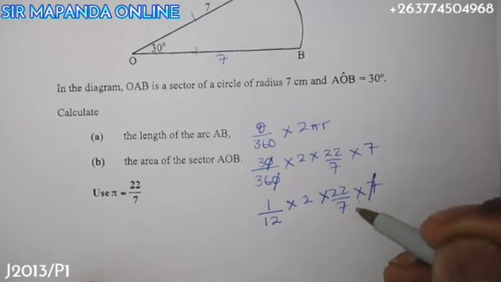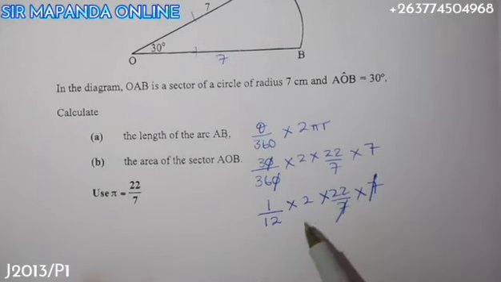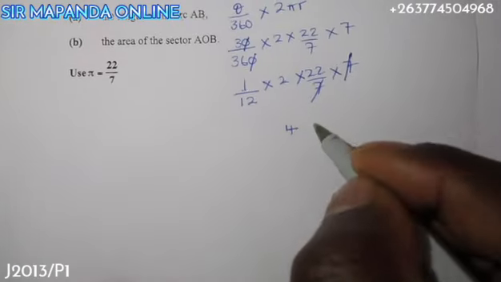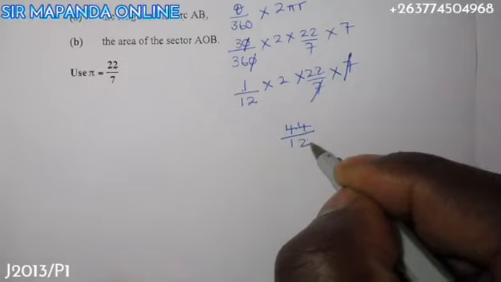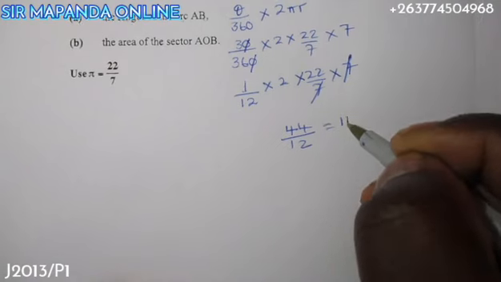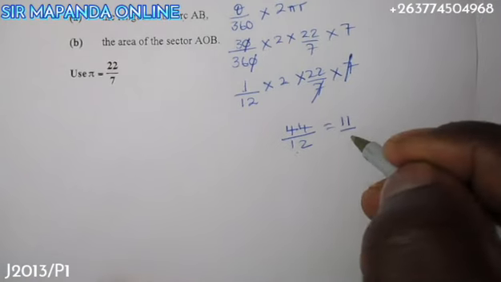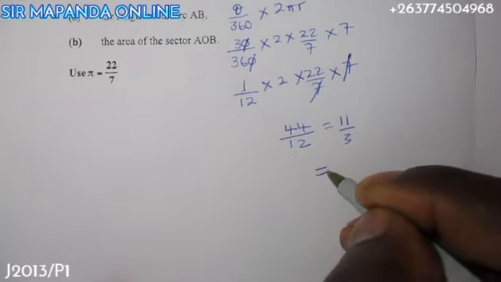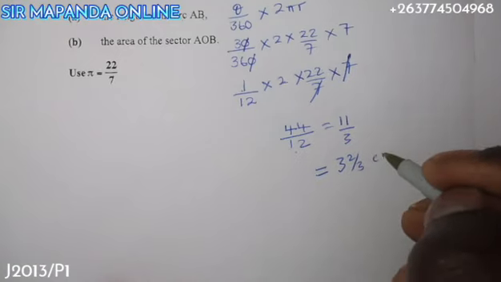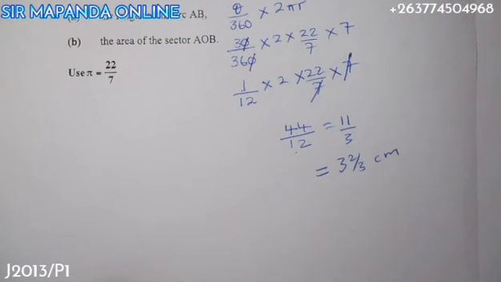So 7 and 7, they also cancel off each other. So you are now left with 1 times 2 times 22. So 1 times 2 times 22, it gives you 44. Then 44 is now divided by 12 for you to get the final result. So what is the common factor of 44 and 12? You can make use of 4. 4 into 44, you get 11. Then 4 into 12, it gives you 3. So what is 3 into 11? You get 3, remainder 2. So your answer is 3 2/3 centimeters. This is the length of the arc.